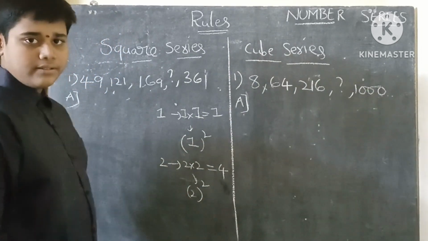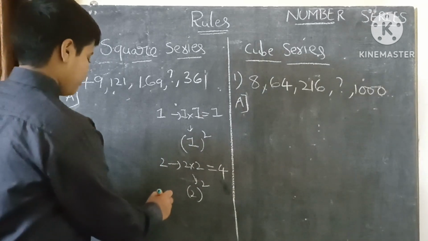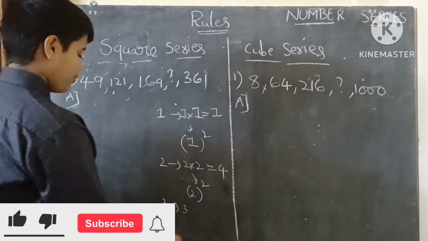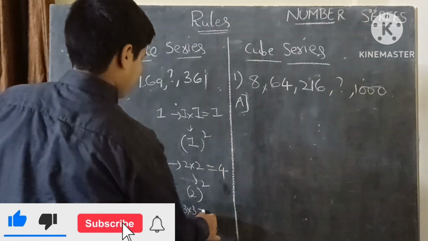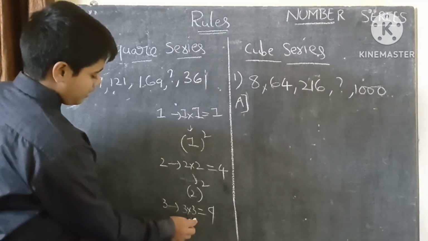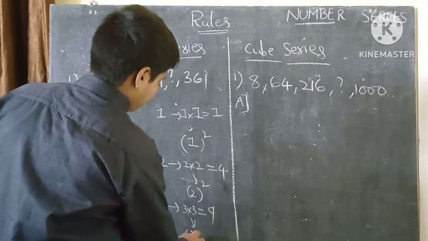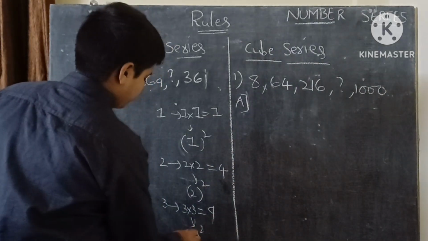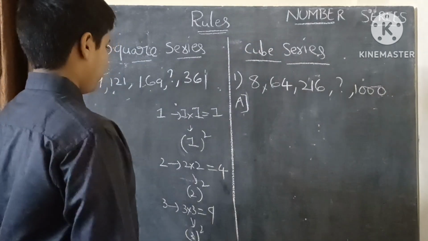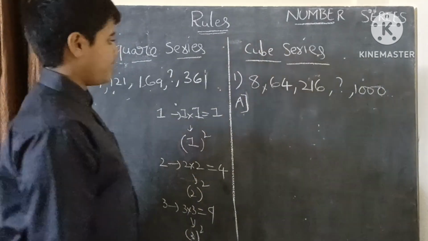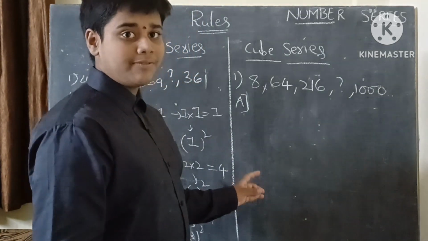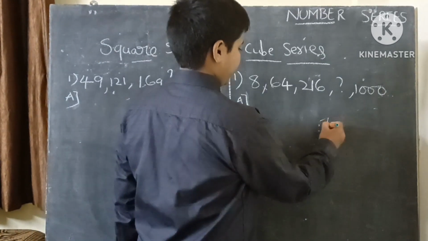2 whole square. So if I take 3, we have to multiply itself 2 times. 3 into 3, 9. So this 3 into 3 is again written as 3 whole square. 3 whole square. Okay. So this is square, and if we see cube, cube means we have to multiply itself 3 times.